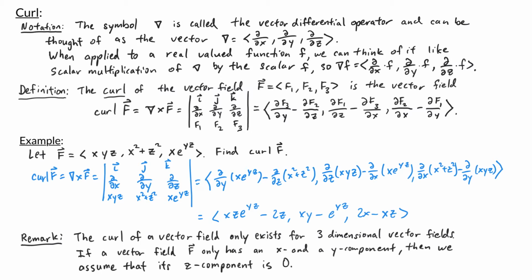One remark I want to make is that we can only take the curl of three-dimensional vector fields because the cross product is only defined for three-dimensional vectors. If I have a vector field that only has an x and y component, then we'll assume that the z component is 0. Let's now look at what the curl of a vector field tells us.